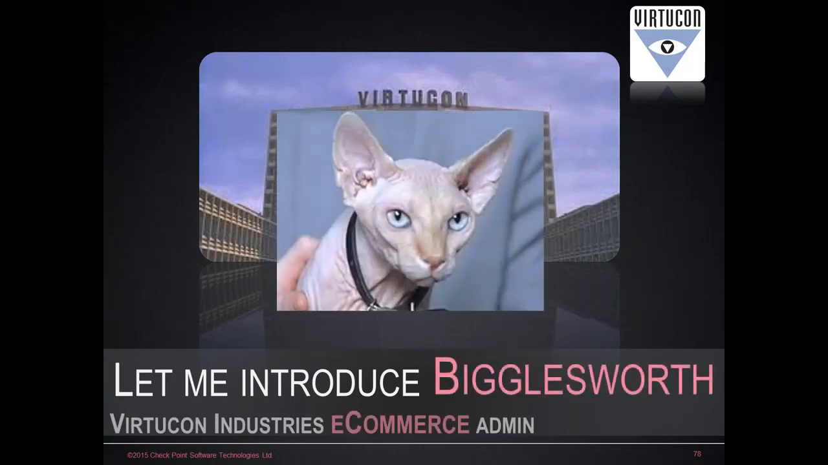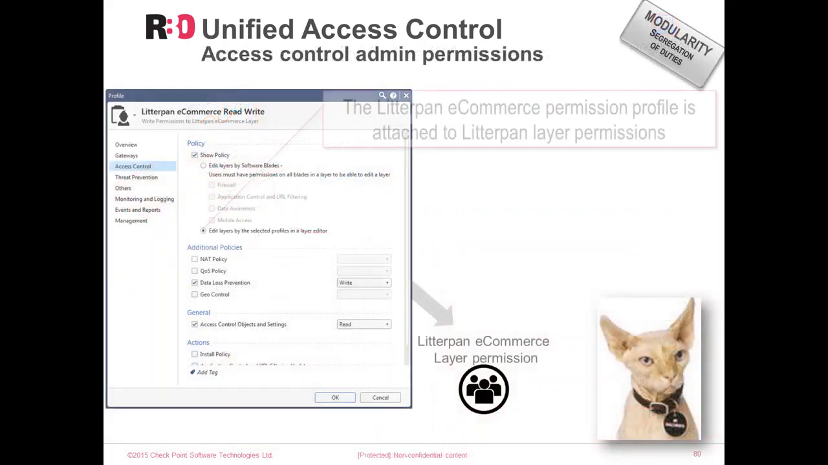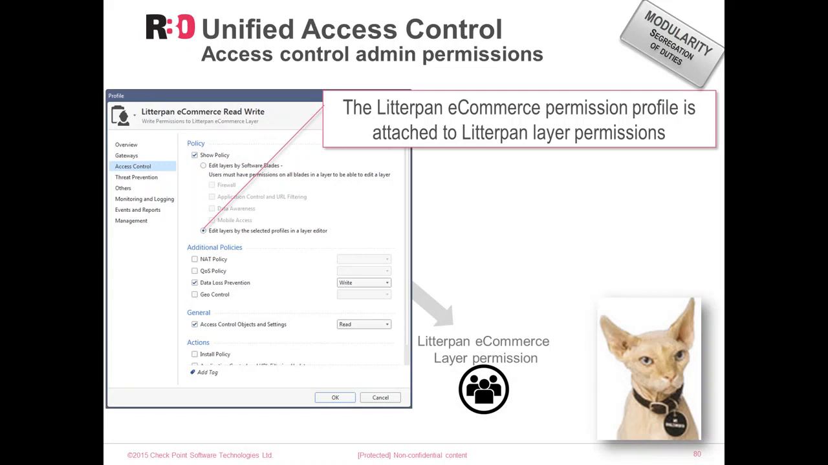Let me now instead introduce Bigglesworth. So Bigglesworth is Verticon Industries e-commerce admin. So for Bigglesworth, we segregated duties based on business organizational need, because Bigglesworth needs to work within the e-commerce part of the organization. So we provided permissions based on that structure and allowing him to do changes within the Little Pan e-commerce layer. So the way to do this is to create a permission profile for Bigglesworth, in this case called Little Pan e-commerce read and write profile.